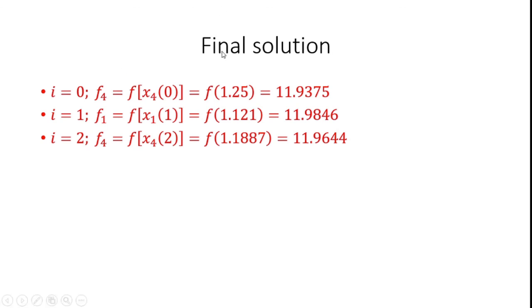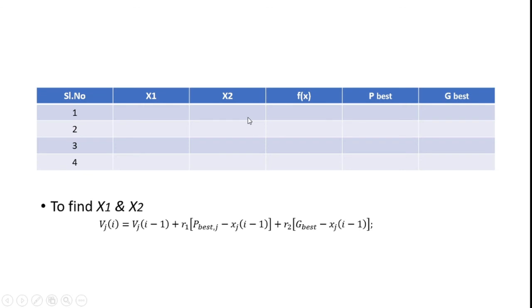So particle swarm optimization always follows the fourth step after identifying the zeroth iteration value. Okay, the final solution I got from the zeroth iteration is 11.9375. From the first iteration I got 11.9846, and from the second iteration 11.9644. I compare those three things, and I get the maximum value of 11.9846 for our objective function, with the input variable as 1.121. This is the solution of our considered problem.